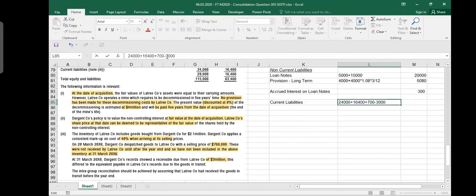In the parent's receivable of this 3 million, the 700 was included, but the subsidiary was not showing it as a liability. So first I increase the subsidiary liability, like 16,400, plus the liability of these goods, which it has not booked, minus the 3 million intra-group. Now it should be a correct answer. When you make it like this and put equals to, this comes to you as current liabilities.